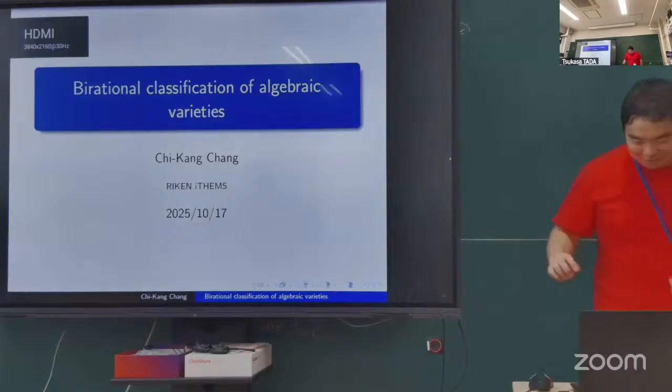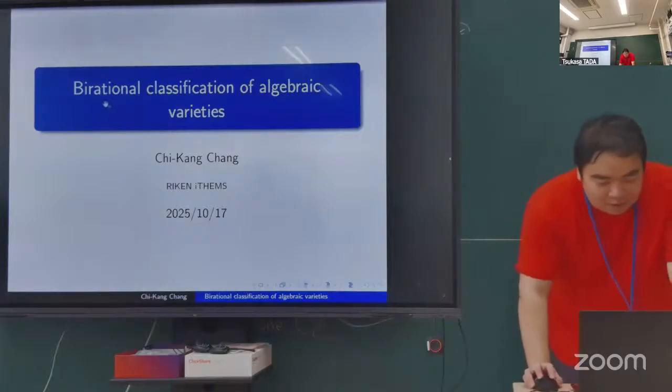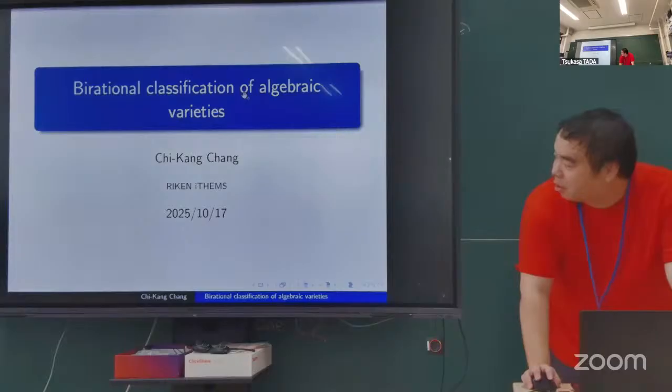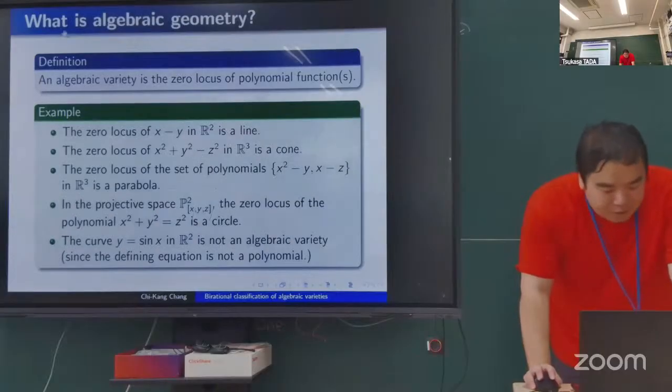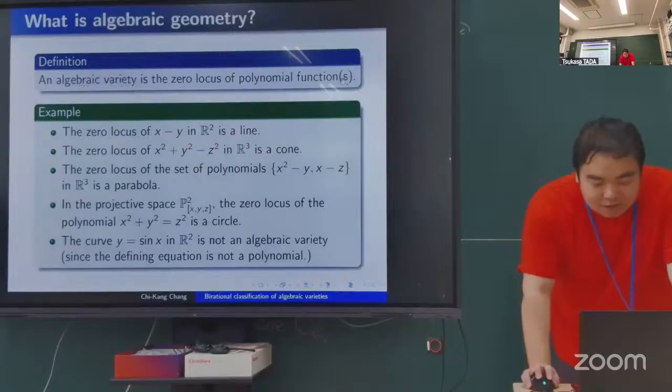Okay, today I will talk about the birational classification theory of algebraic varieties. What is algebraic geometry? At first, we give the definition of an algebraic variety. An algebraic variety is a zero locus of polynomial functions.